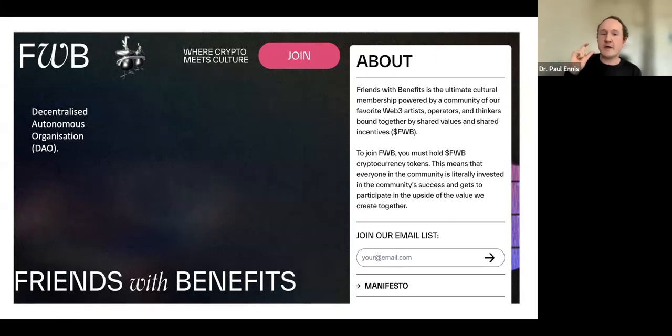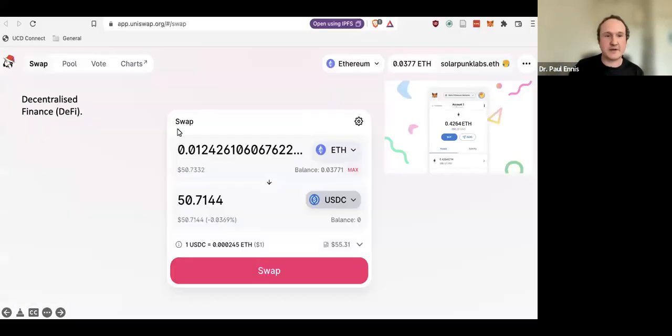Now, in order to participate, I'm going to need the token called the FWB token. So the Friends with Benefits token is going to give me access to this community because ownership or participation in a DAO means the ownership of the associated token. So how do I get this token? How do I join this decentralized autonomous organization? Well, what I'll do is I'll go to a decentralized finance protocol, right? So this is a smart contract that was sent to the Ethereum blockchain, and then users can interact with that smart contract that exists on this global world computer, right?